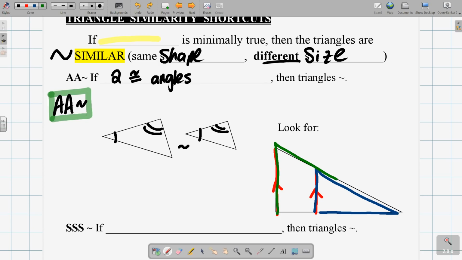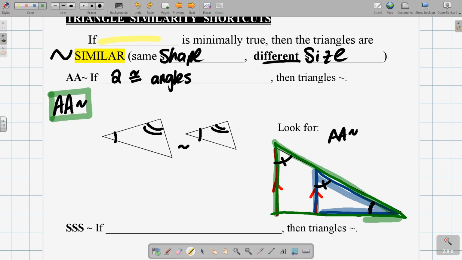You have a second overlapping triangle. They share this reflexive angle, and then I have a set of corresponding angles. This is a very common angle similarity. This triangle in here, the smaller one, is similar, same shape, different size as this triangle right there.